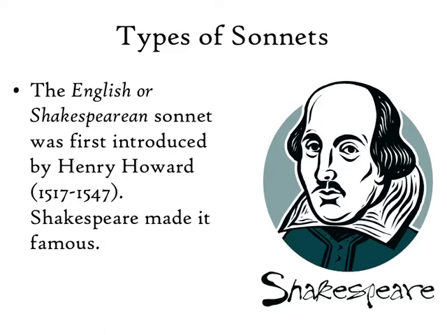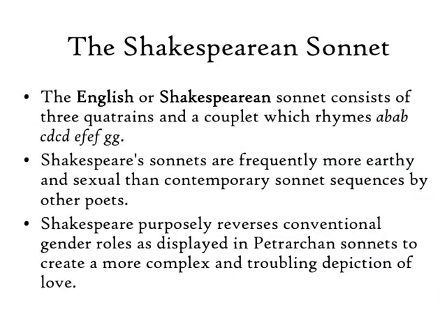Okay, so moving on to the English or the Shakespearean sonnet. It was first introduced by Henry Howard, but Shakespeare made it famous. The English or the Shakespearean sonnet consists of 3 quatrains and then a couplet. And the rhyme scheme would be like A, B, A, B for the first 4 lines, C, D, C, D for the second, and then E, F, E, F for the third, and then a rhyming couplet at the end.